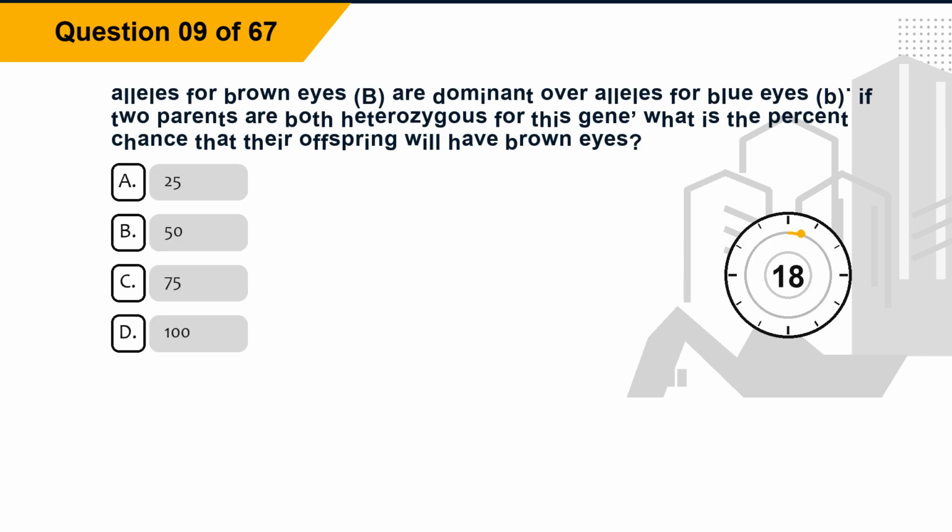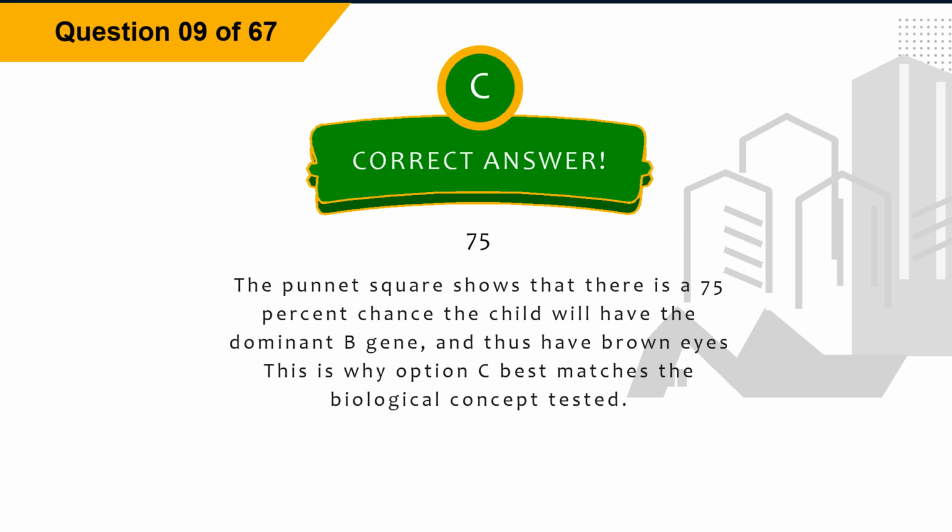Question 9. Alleles for brown eyes, B, are dominant over alleles for blue eyes, b. If 2 parents are both heterozygous for this gene, what is the % chance that their offspring will have brown eyes? Option A, 25. Option B, 50. Option C, 75. Option D, 100. The correct answer is option C, 75. Explanation. The Punnett square shows that there is a 75% chance the child will have the dominant B gene, and thus have brown eyes. This is why option C best matches the biological concept tested.